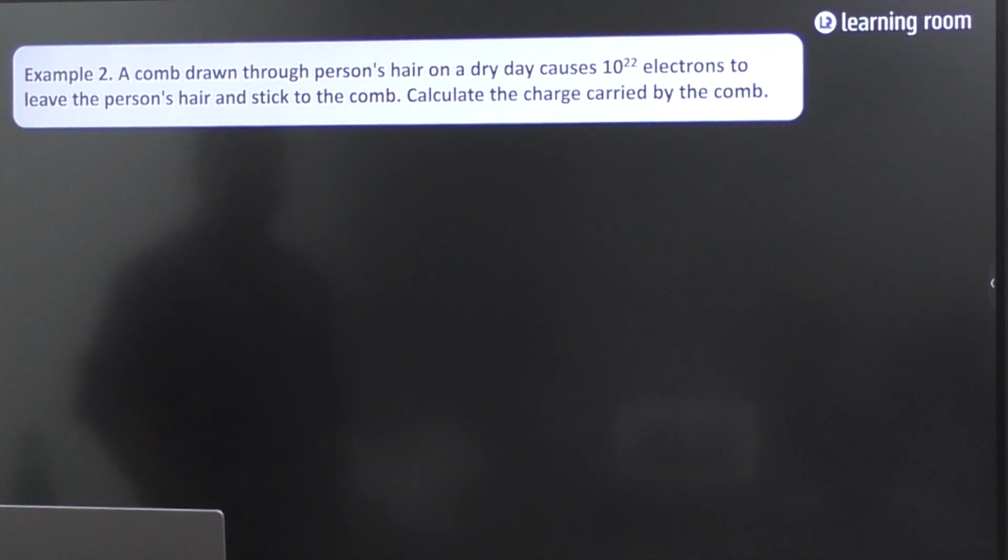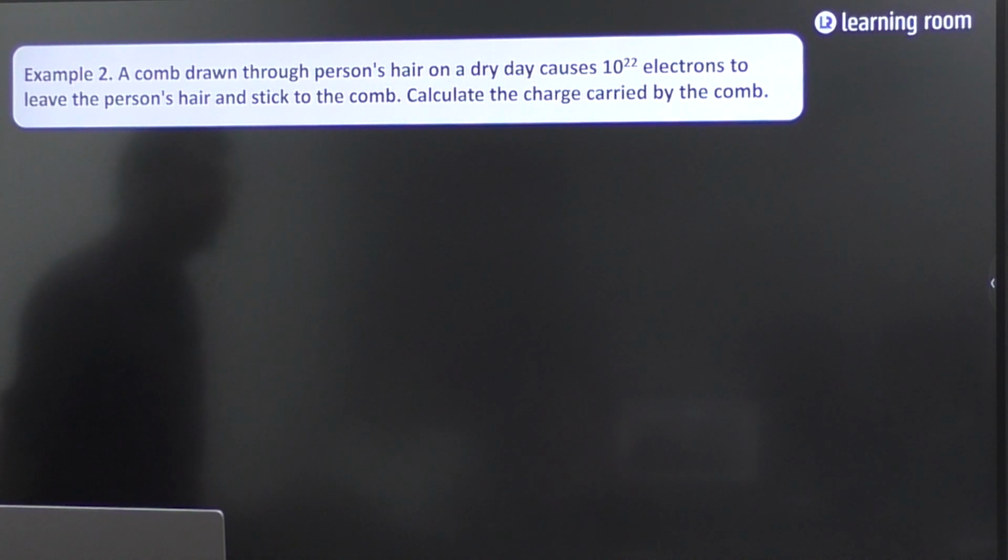So what about this question? Foam drawn through a person's hair on a dry day causes 10 power 22 electrons to leave the person's hair and stick to the foam. Calculate the charge carried by the foam. So how many electrons are left?